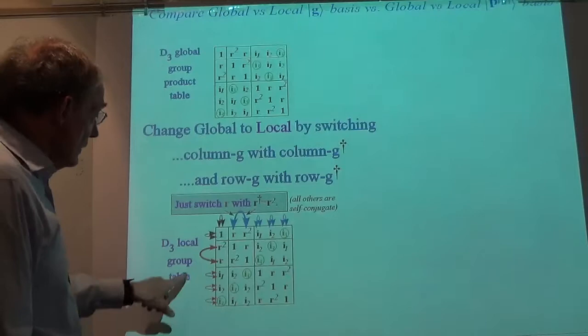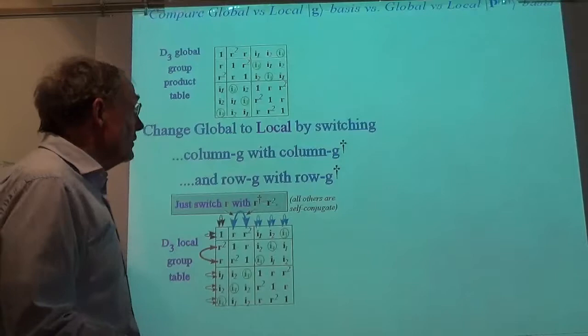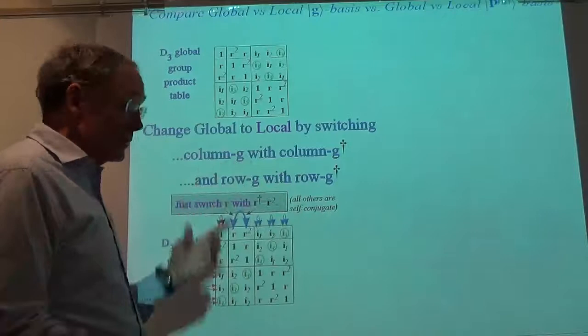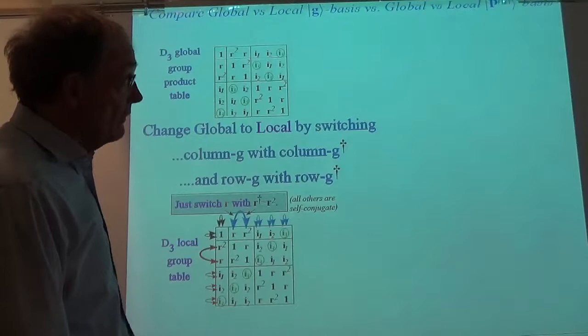This is a local group table. Remember, we talked about how to make matrices that commute with each other. And I just turned column G with column G dagger. If all of them were more complicated, I'd have to do more work than this, but this is really simple here. R and R squared are the only things to switch. Okay?